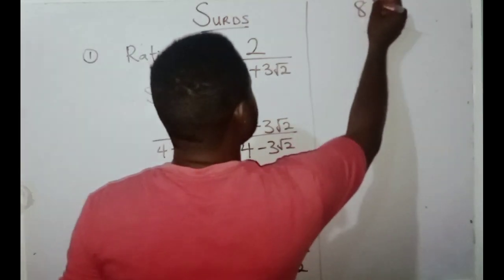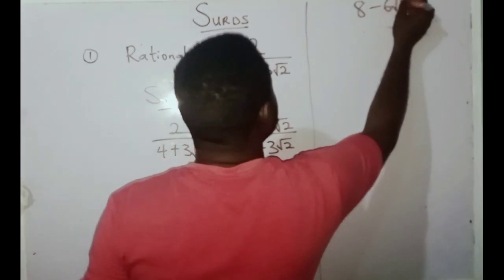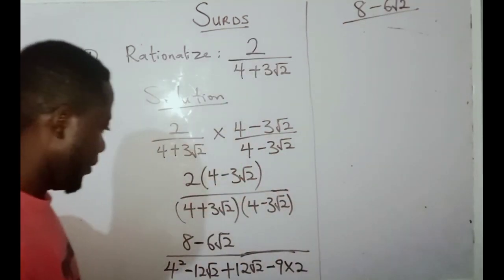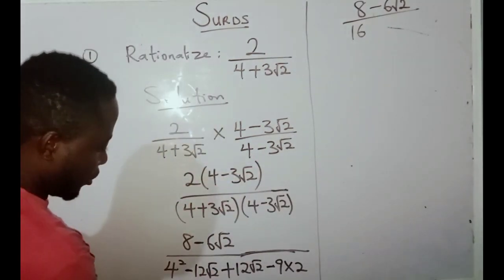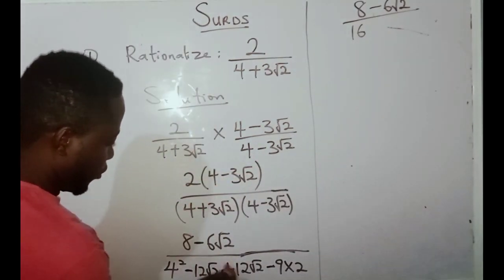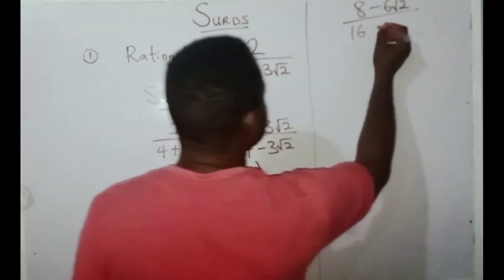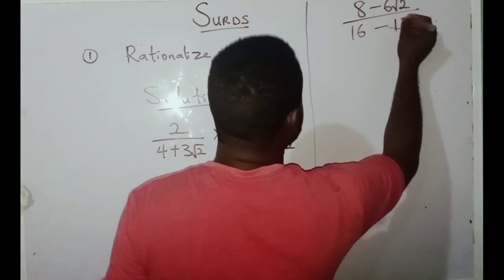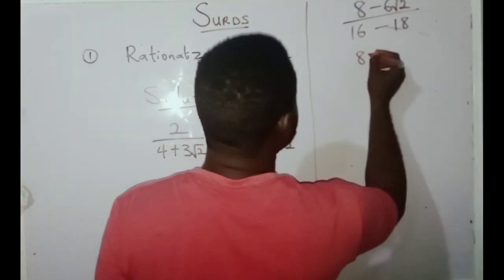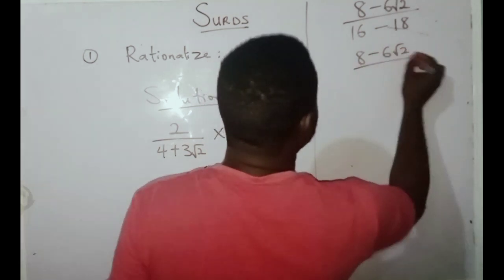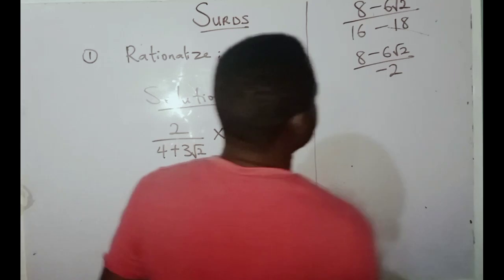So I'm going to have 8 minus 6 root 2 all over, now this 4 squared is 16. Then minus 12 root 2 plus 12 root 2, they are going to cancel each other out. Then minus 9 times 2 will give me minus 18. Alright, then this is going to give us 8 minus 6 root 2 all over 16 minus 18. That is going to give us minus 2.